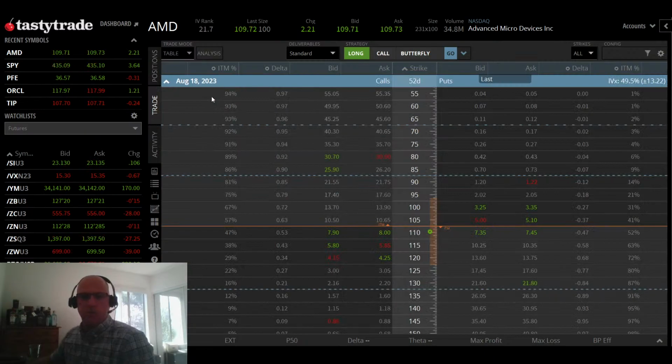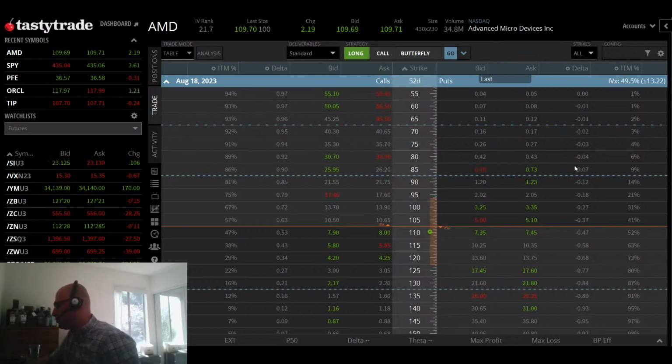And the reason I don't do the weekly cycles tends to be for liquidity purposes. So obviously, if I were to go to the weeklies, I could get closer to 45 days, but the liquidity is not as good. So I will default generally to a one standard deviation strangle.